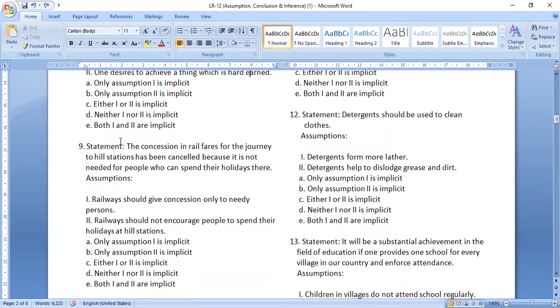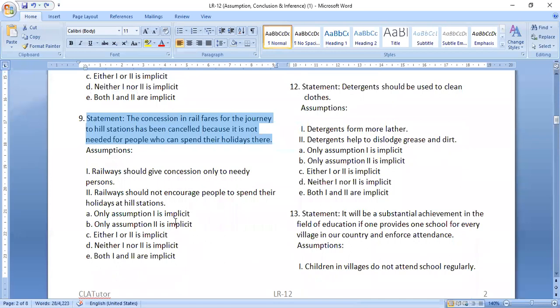The statement is that the concession in rail fares for the journey to hill stations has been cancelled because it is not needed for people who can spend their holidays there. So the idea is that if somebody can afford to spend their holidays at a hill station, then what's the point of giving them a concession, right? That's the statement. Any answers for this? Yes, sir. A, sir. I marked A. A. Okay, so I think all of us have marked A.